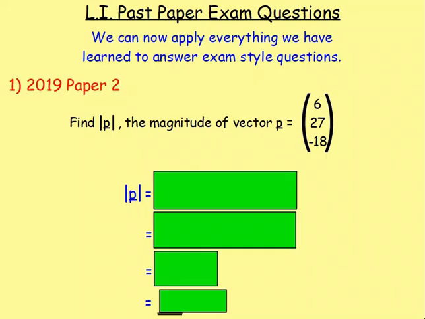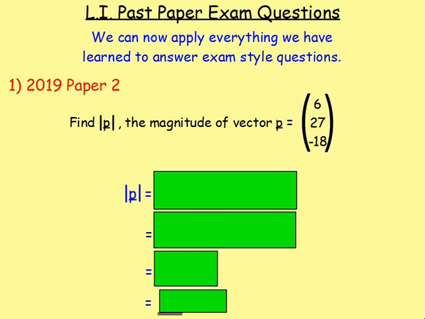So, this first question is from 2019. It is paper 2, meaning it is a calculator question. Find the magnitude of a vector P, given that P has the components 6, 27, negative 18.